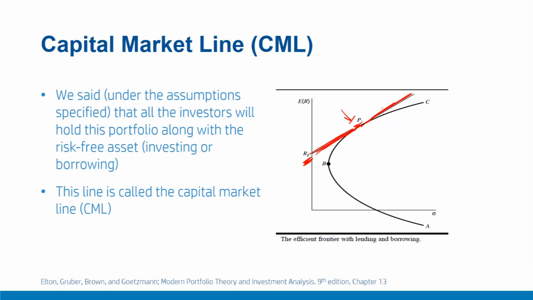All the efficient portfolios will lie on this line. Through investing or borrowing, whatever it is, all the portfolios will lie on this line, and therefore this line is called the capital market line, as shown here. This line is our capital market line.